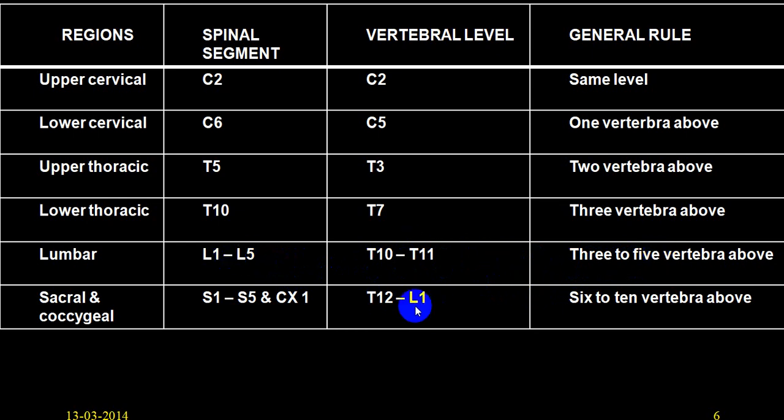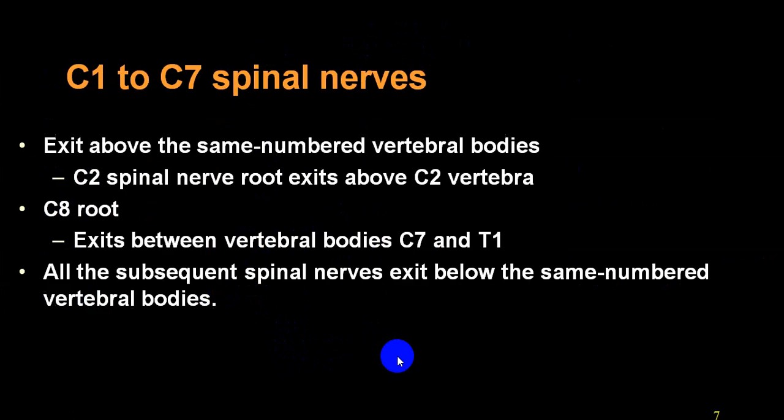And at T12-L1, you will have the terminal part of the spinal cord segment, which we call the conus, and then we have got the cauda equina. So that is the thing which you will have to remember as far as the vertebral level is concerned. So this will be correlated with the vertebral levels. Depending upon the damage at the vertebral level, we can find out what spinal cord segment can be affected.